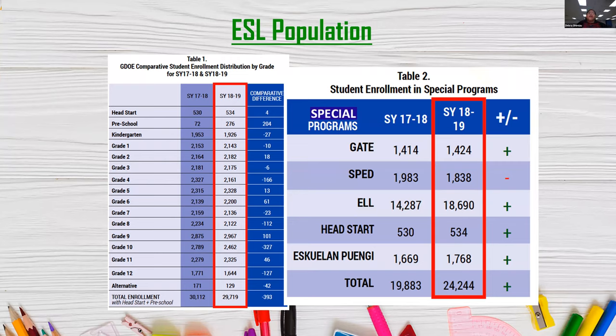In addition, out of the 24,244 students enrolled in the GDOE special programs, ELLs, sometimes referred to as ELs, English learners, make up 77% of those students. So we, of course, have a challenge, but we're here to ensure that our students' needs are met.